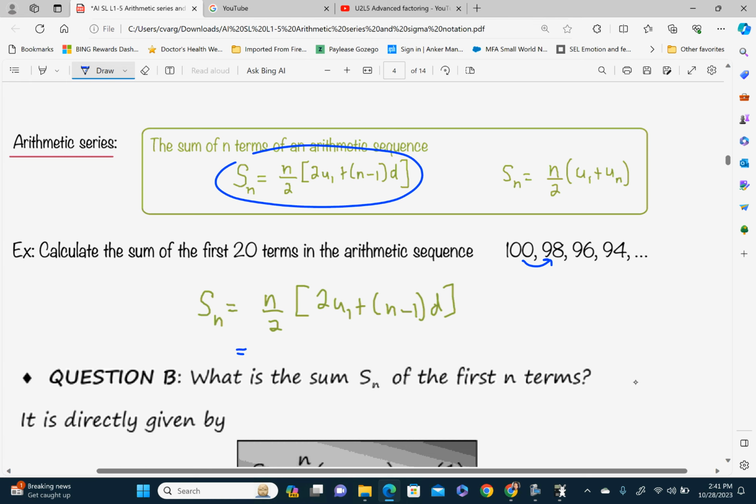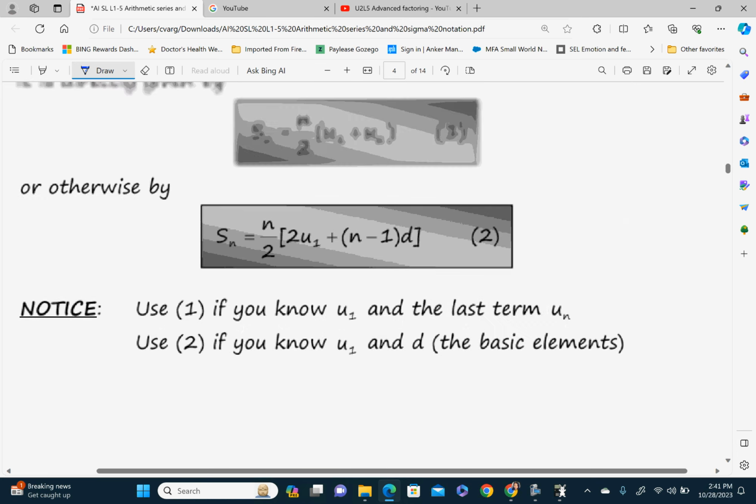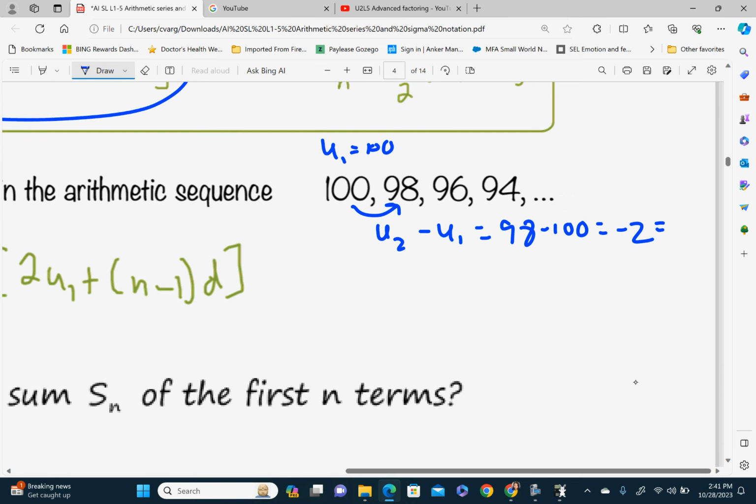So n is 20, because we're looking for the first 20 terms. Our U1 is equal to 100, and this is going down by 2. Again, to find that, U2 minus U1 is equal to 98 minus 100, which is equal to -2. This is our common difference. Our difference is -2. Where did it go? Right here. All right, so our difference is equal to -2. Now we're going to plug it into our formula.